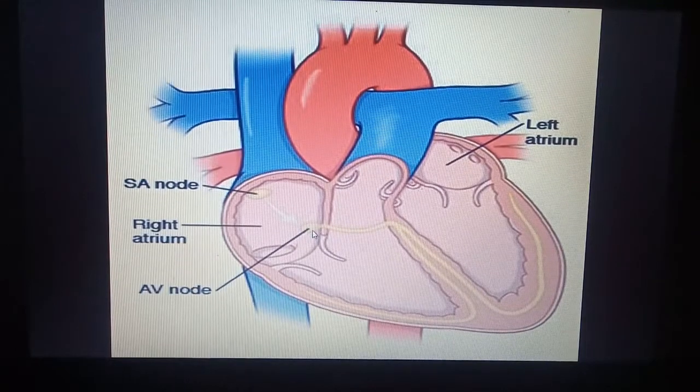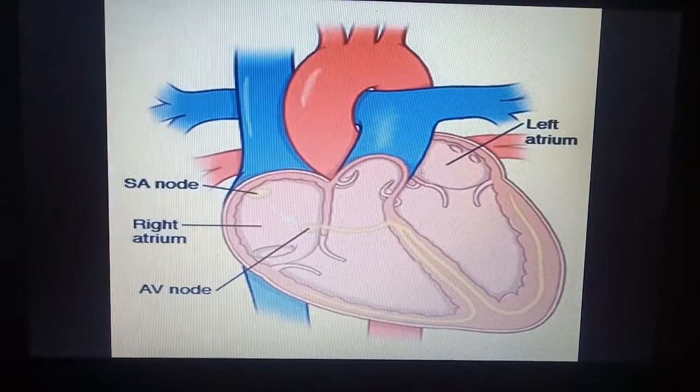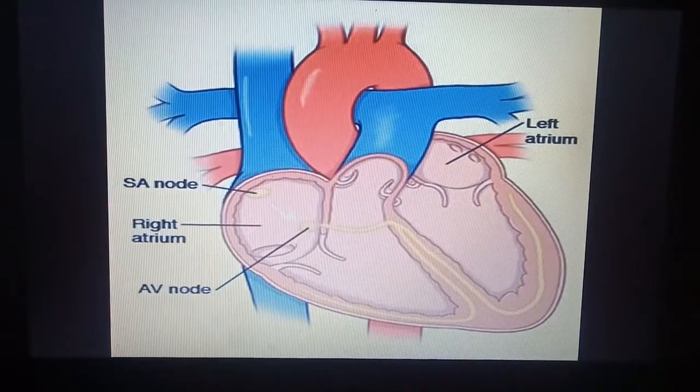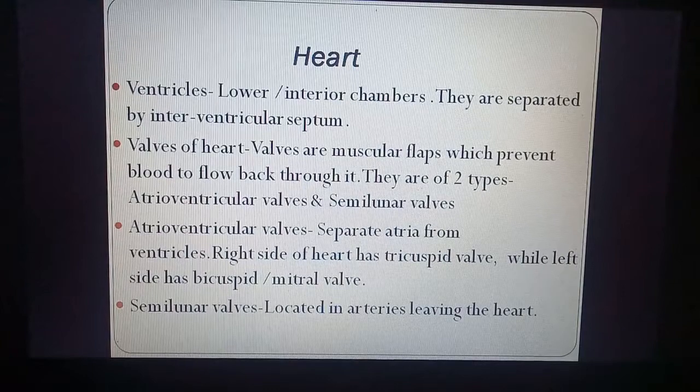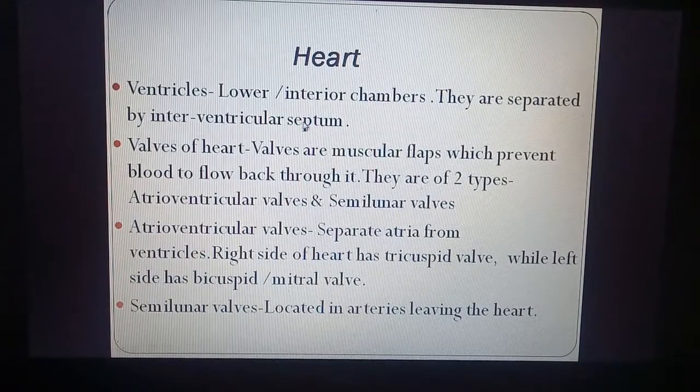Then there is another node, the AV node or auriculoventricular node, which is found in the lower side, and it also has branches in the ventricles which help in contraction of the chambers. But the most important is the SA node because it is starting the heartbeat. The ventricles are the lower or inferior chambers. They are separated by the interventricular septum.